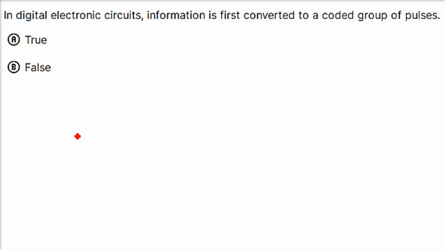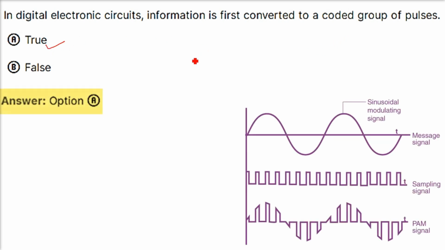In digital electronic circuits, information is first converted to a coded group of pulses. Now this is absolutely true. I'll show you a picture and then you will realize how, in a digital electronic circuit, the information is first converted into a coded group of pulses. This is an analog signal. A sine wave is also an analog signal. All signals that are naturally occurring, continuous and non-discrete, and can be defined by phase, amplitude and frequency are called analog signals.